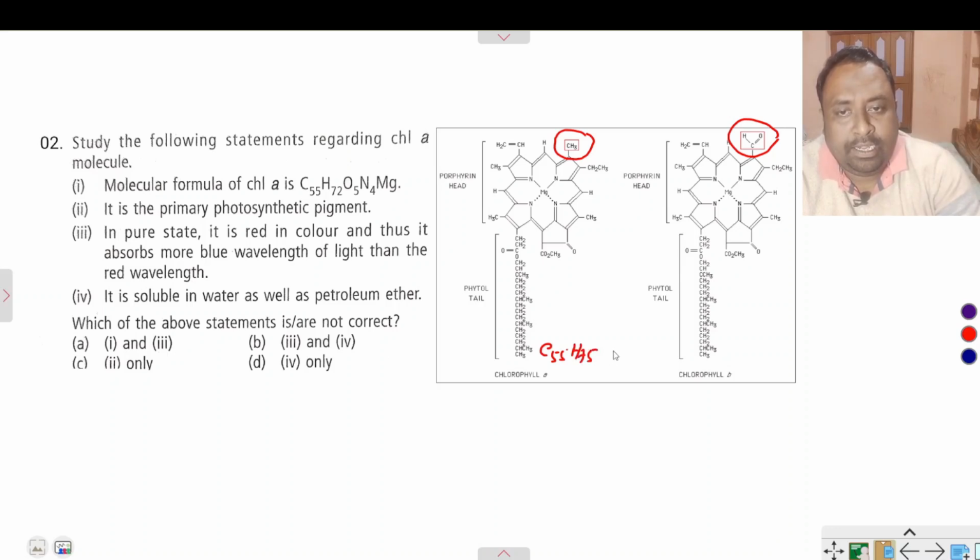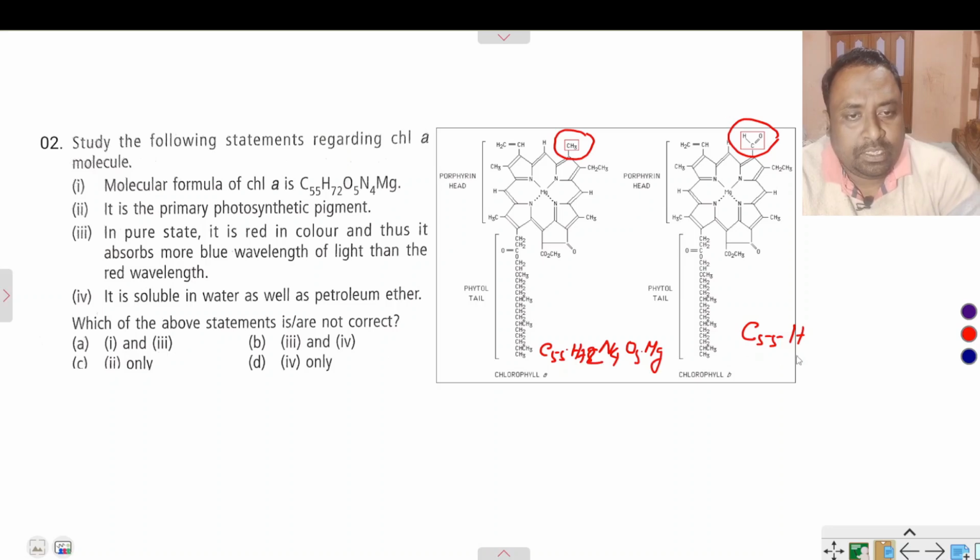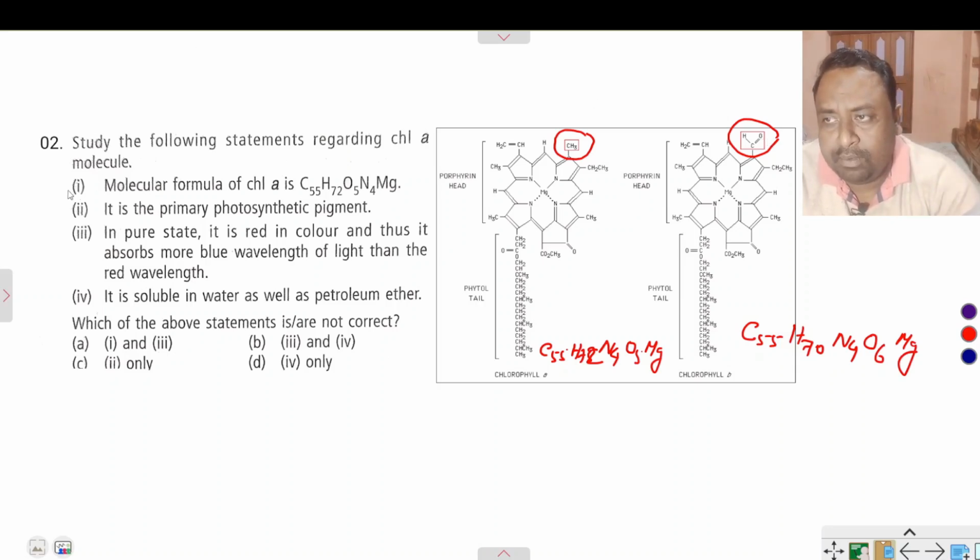Clear? The main difference between chlorophyll A and chlorophyll B: chlorophyll A contains C55H72O5N4Mg, but chlorophyll B contains C55H70O6N4Mg. One oxygen is more in chlorophyll B. So the molecular formula of chlorophyll A is C55H72O5N4Mg, which is right.